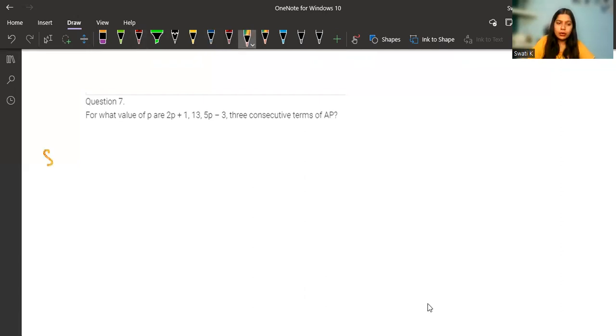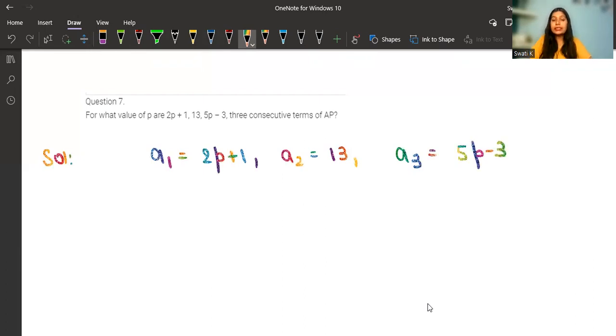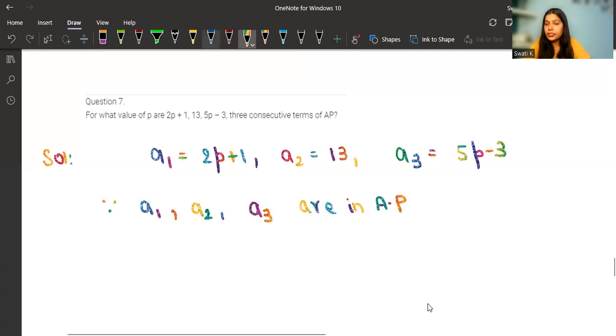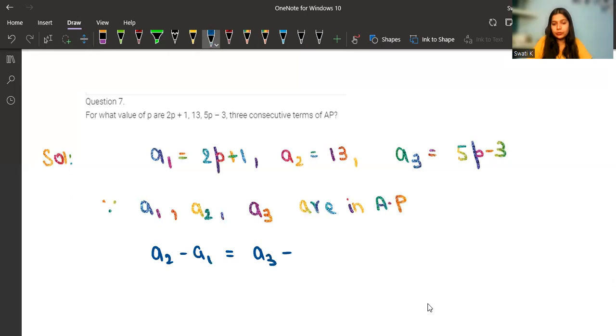So we have, of course, the first term given, A1, which is 2P plus 1. We have the second term given, which is A2, that is 13. And we have the third term given, which is A3, 5P minus 3. Now, it is already given that A1, A2, and A3 are in AP. So by the definition of the arithmetic progression, we can use the fact that the common difference is constant. So that is A2 minus A1 equals A3 minus A2, right?